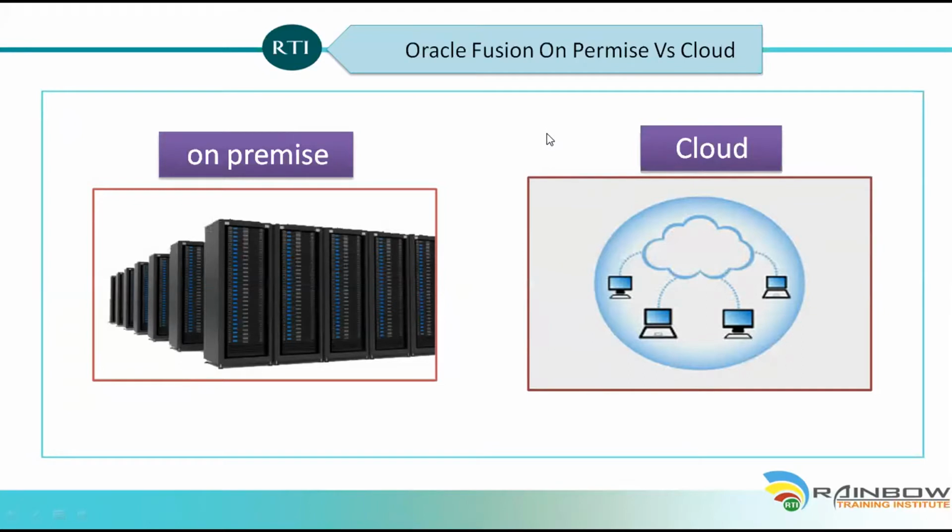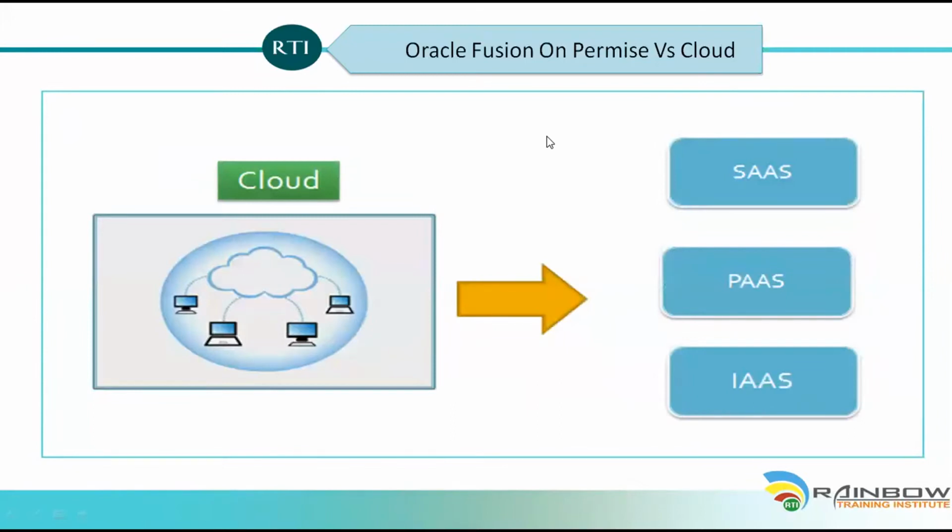Okay, so at present we have two solutions. One is on-premise and the second one is the cloud. In the cloud case, again we have three different licenses. One is SaaS, software as a service, the second one is PaaS, platform as a service, and we have IaaS, infrastructure as a service. In on-premise, you just buy the hardware, take the license, and install it onto your PC.